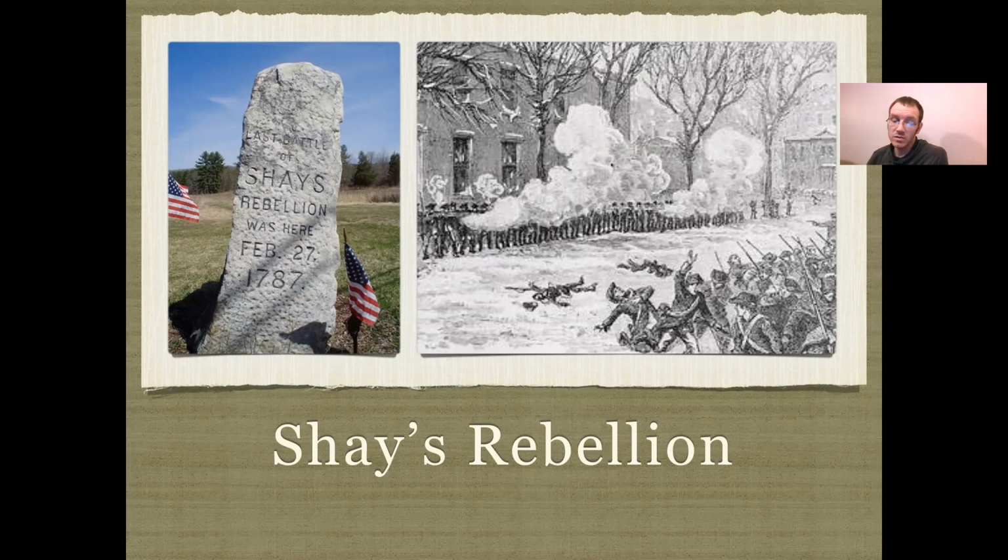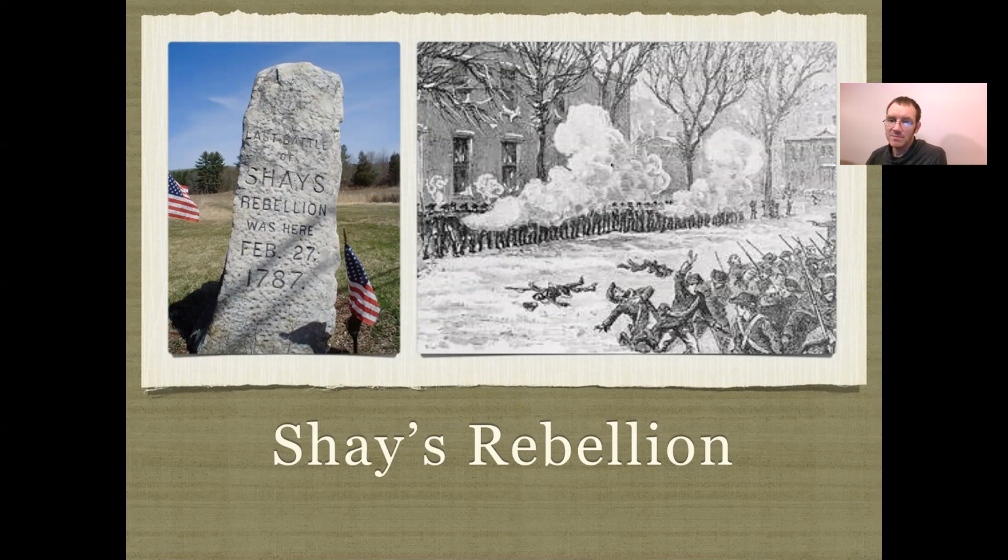So the soldiers, they shut down the courts. They basically won't let the judges come in. There's fighting that happens because of it, and it's a mess. And what they learned from this situation is that when these farmers revolt, there's no real national effort to put down the rebellion. They can't make it happen.